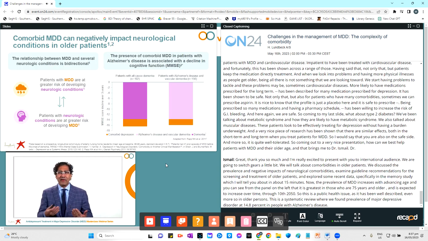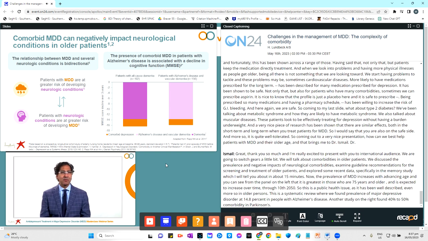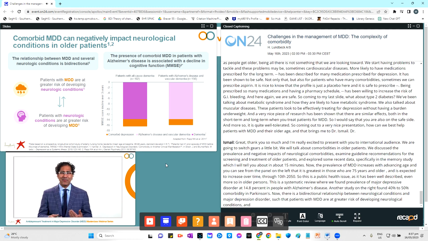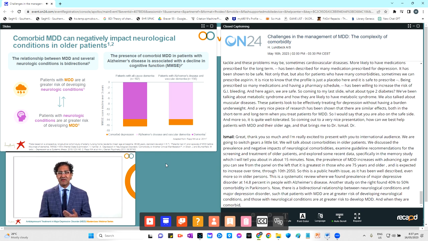Now, there is a bi-directional relationship between neurological conditions and major depressive disorder, such that patients with MDD are at greater risk of developing neurological conditions, and those with neurological conditions are at greater risk of developing MDD. And when they are comorbid, that's associated with a decline in cognitive function as measured by the MMSE, the Mini Mental State Examination, for example, on the right.